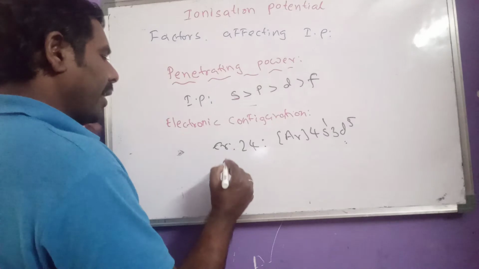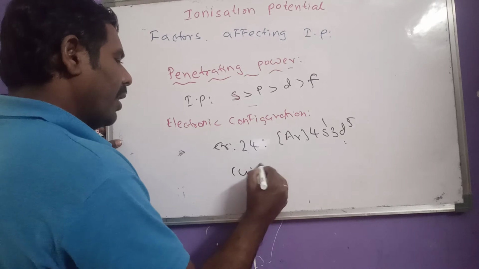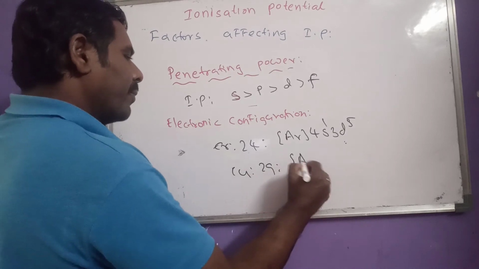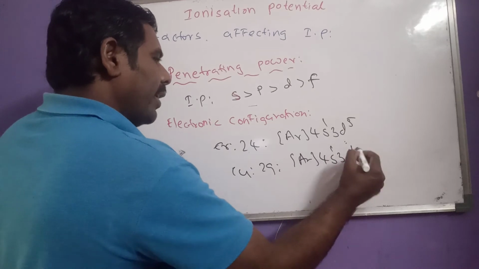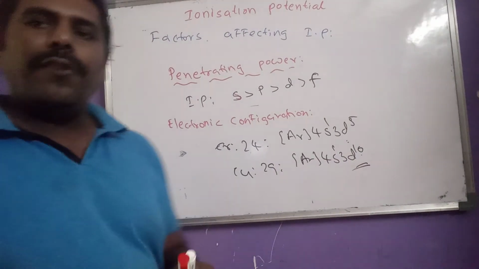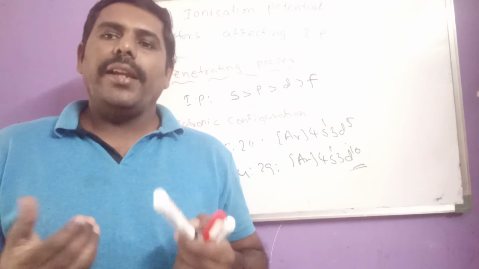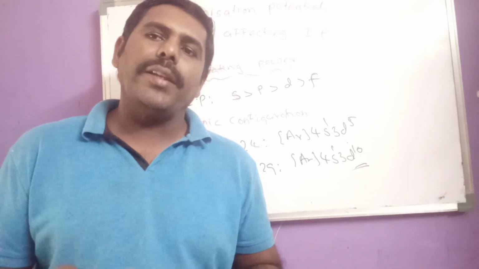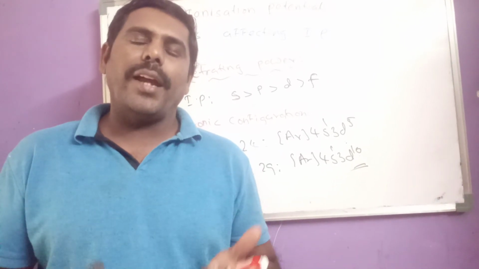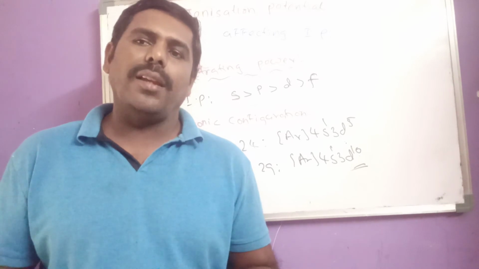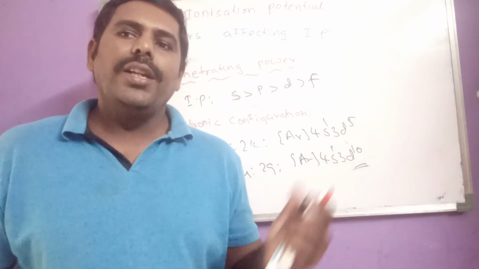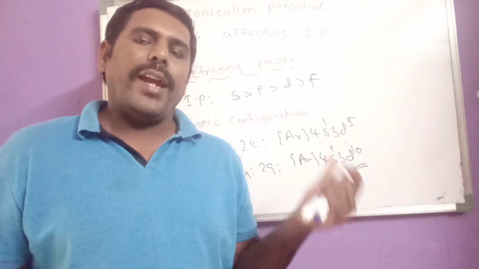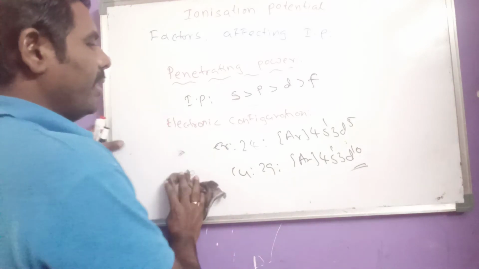Let us see another one here, copper: atomic number 29, configuration argon 4s1 3d10. Due to the full filled configuration, it also has more stability. So copper has high ionization potential. So these are the factors which can affect the ionization potential.